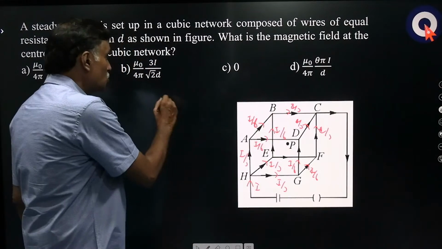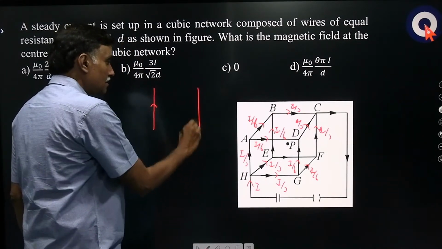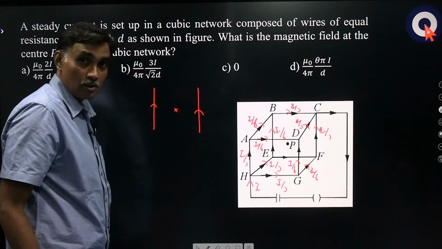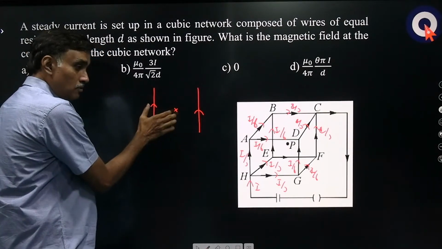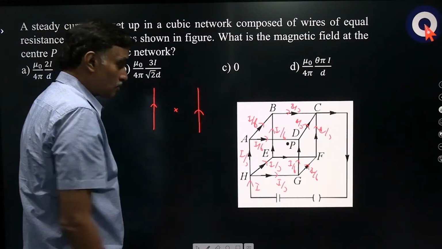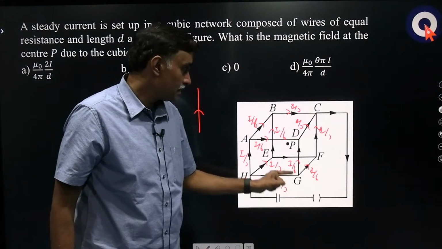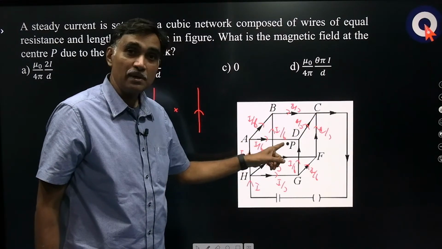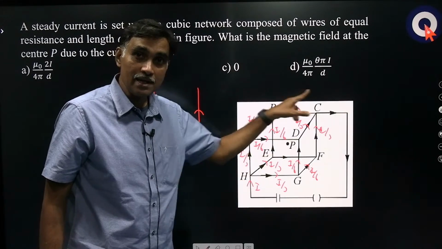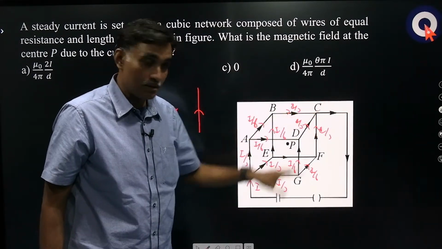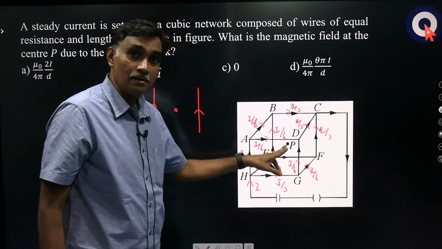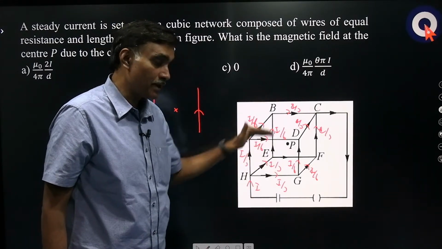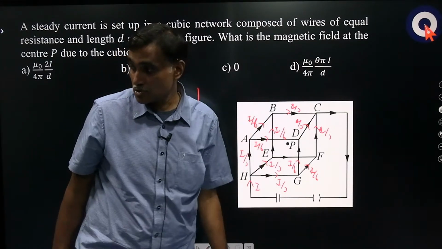So, when there are two wires which are parallel to each other carrying the same current, what is the magnetic field at the midpoint? It is 0. Due to this, the magnetic field is going into the page, and due to this, the magnetic field is coming out. So, for every wire there is an exactly parallel wire where P is the midpoint carrying current in the same direction and the same current, then the magnetic field at the center will be 0. So, due to each of the two sets of wires, it is 0. So, the total magnetic field is also 0.